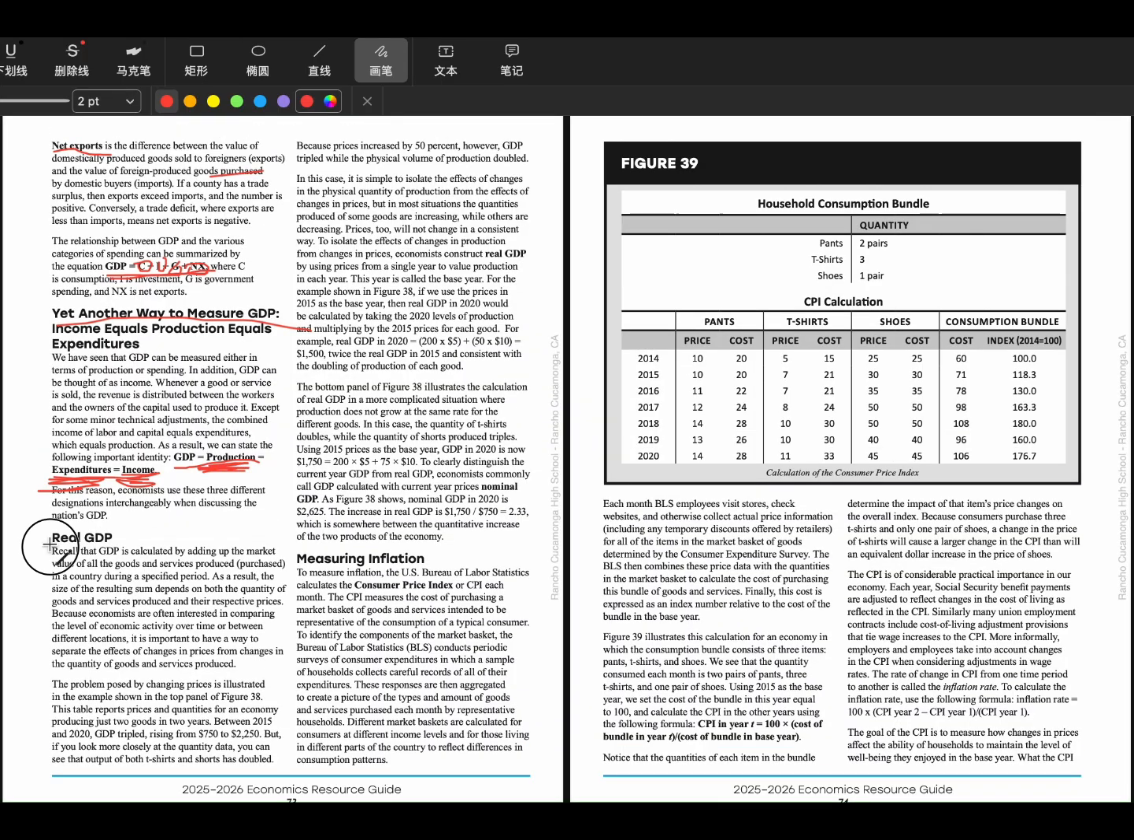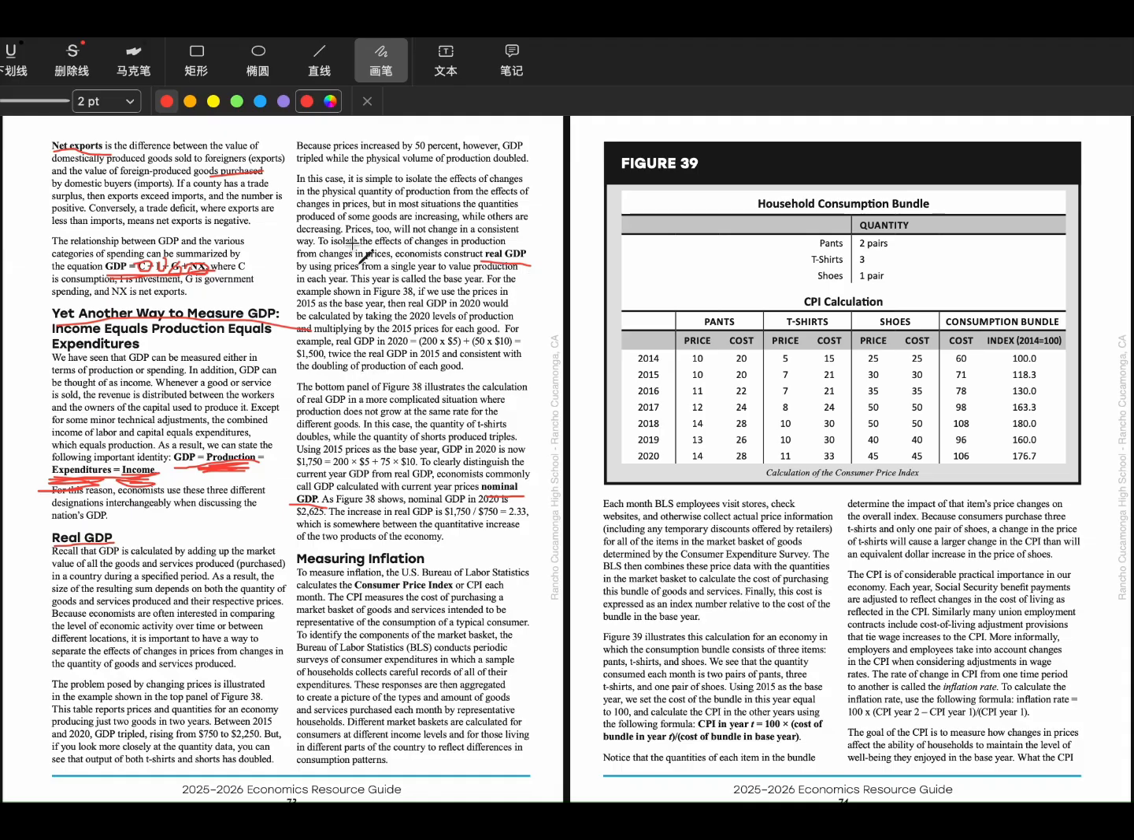Next topic is real GDP. So what is real GDP? Real GDP is just GDP adjusted for inflation, in contrast to nominal GDP, which is GDP that is not adjusted for inflation. Now, can nominal GDP be the same as real GDP? Yes. But let me show you how to get the real GDP first so that it becomes apparent.